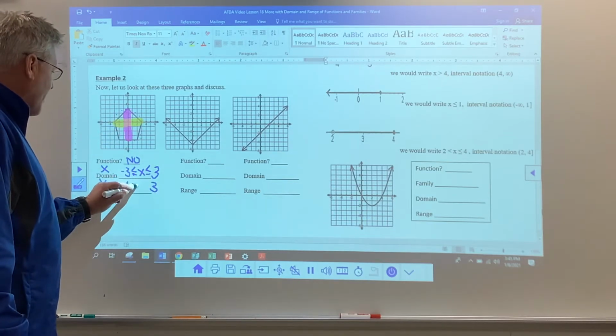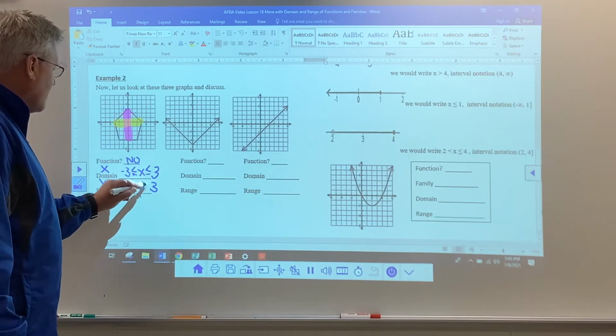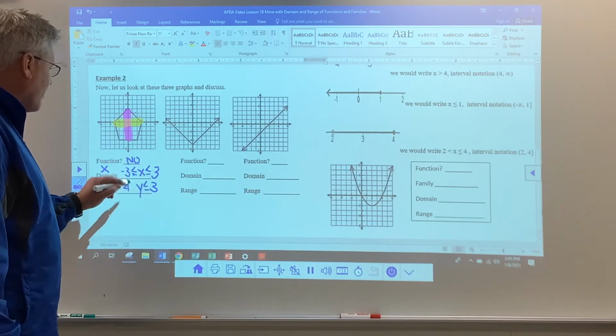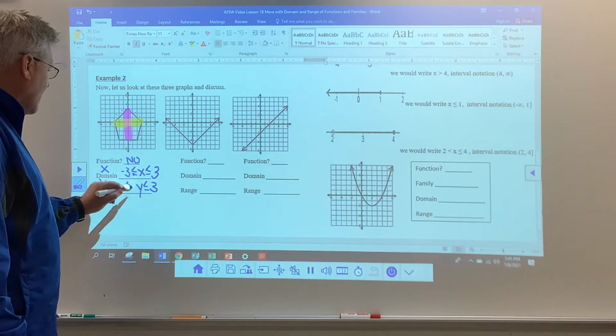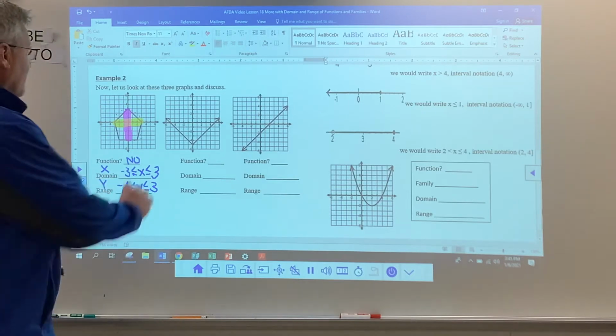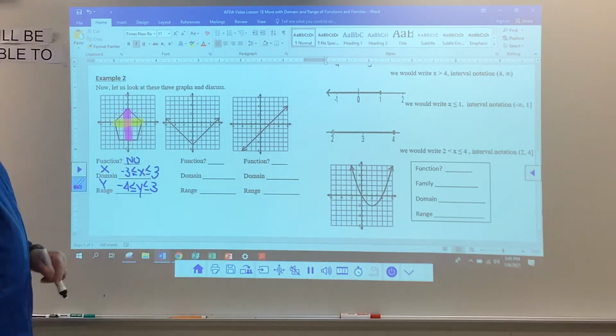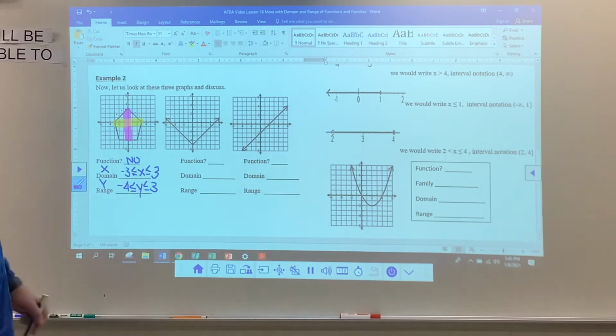And again, we're talking about y values that could be less than or equal to that 3, but greater than or equal to the negative 4. So that's where all my y values are. Does that work for everybody? That's just the way I sort of think about it and visualize it.